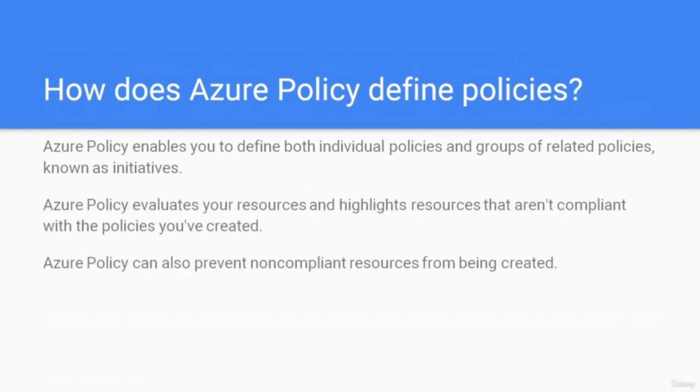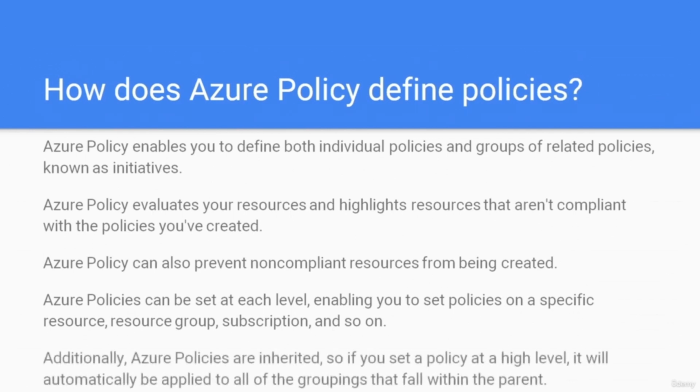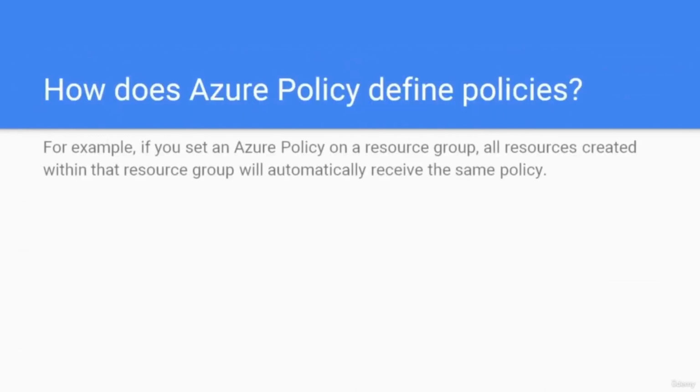Azure Policy can also prevent non-compliant resources from being created. Azure policies can be set at each level, enabling you to set policies on a specific resource, resource group, subscription, and so on. Additionally, Azure policies are inherited, so if you set a policy at a high level, it will automatically be applied to all of the groupings that fall within the parent. So for example, if you set an Azure policy on a resource group, all resources created within that resource group will automatically receive the same policy.